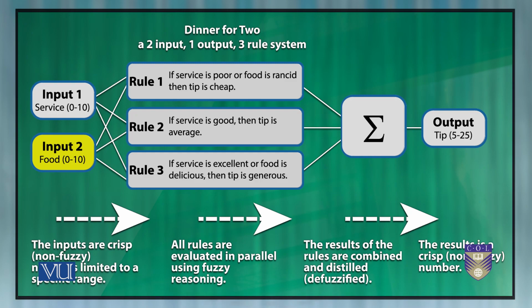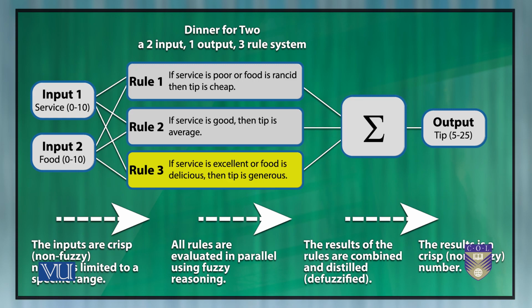Now, based on these two inputs that can have any value between 0 and 10, both of these are fed to the rules. Rule 1 tells you what to do if service is poor or food is rancid, meaning stale, old, smelly. If service is poor or the food is rancid, then tip is cheap. Rule 2 says if service is good, then tip is average. Rule 3 says if service is excellent or food is delicious, then the tip is generous.